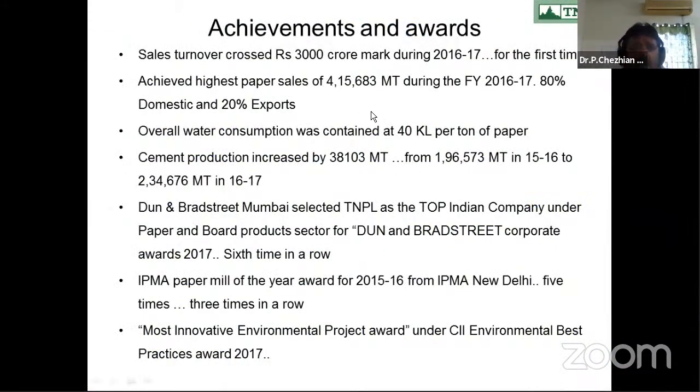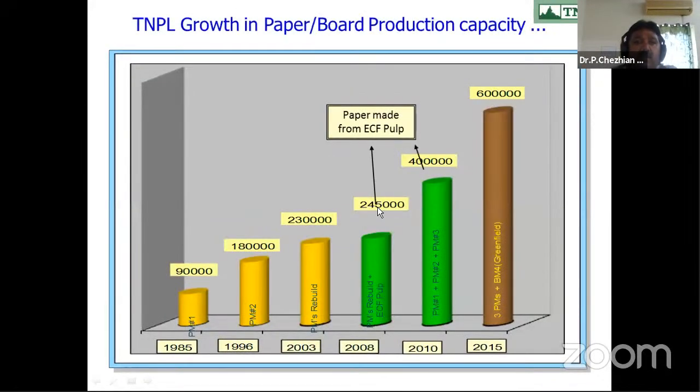These are some awards and achievements. Cement production increased by 1 lakh ton, and overall water consumption was contained. We received the IFMA Paper Mill of the Year Award 2015-16 from New Delhi 5 times, the most innovative environmental project award, and the Environmental Best Practice Award 2017. These are our achievements at TNPL.